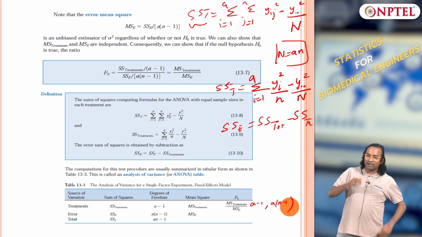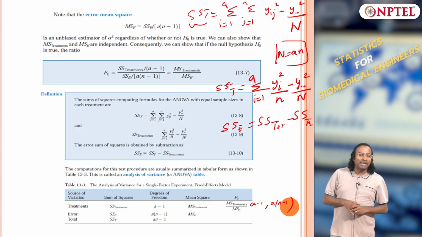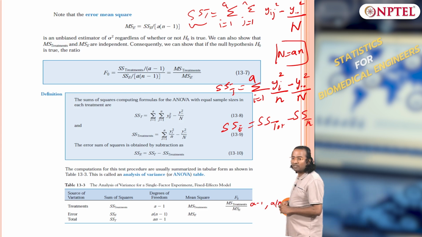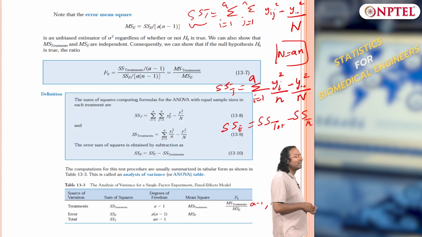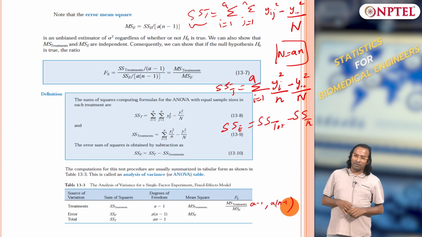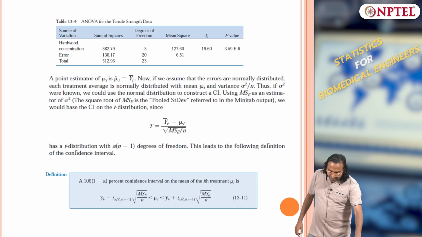In fact, where A dot B equals 0, what does it imply? When you say the inner product or dot product is 0, when will it happen? When they are perpendicular. So, error and treatment are perpendicular. Okay. So, now the next step, of course.